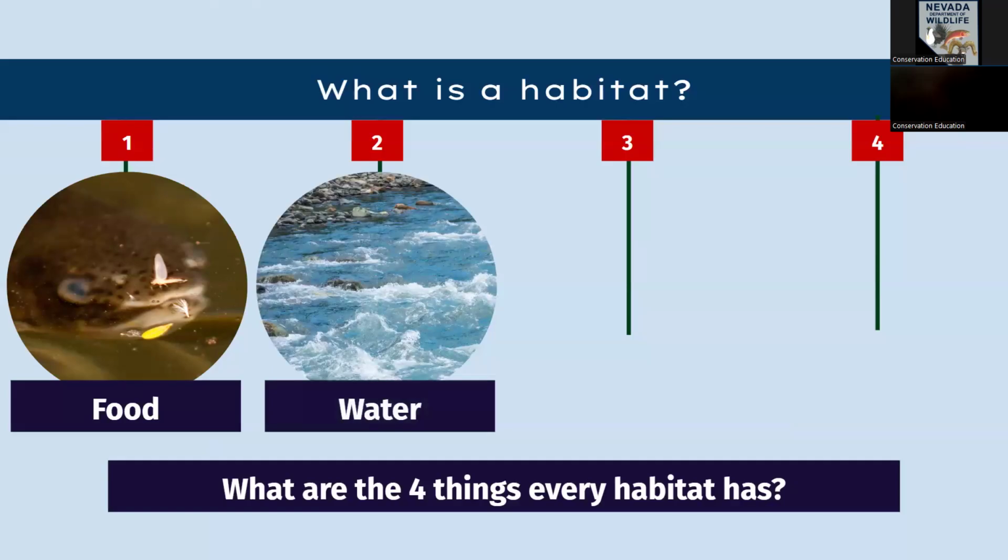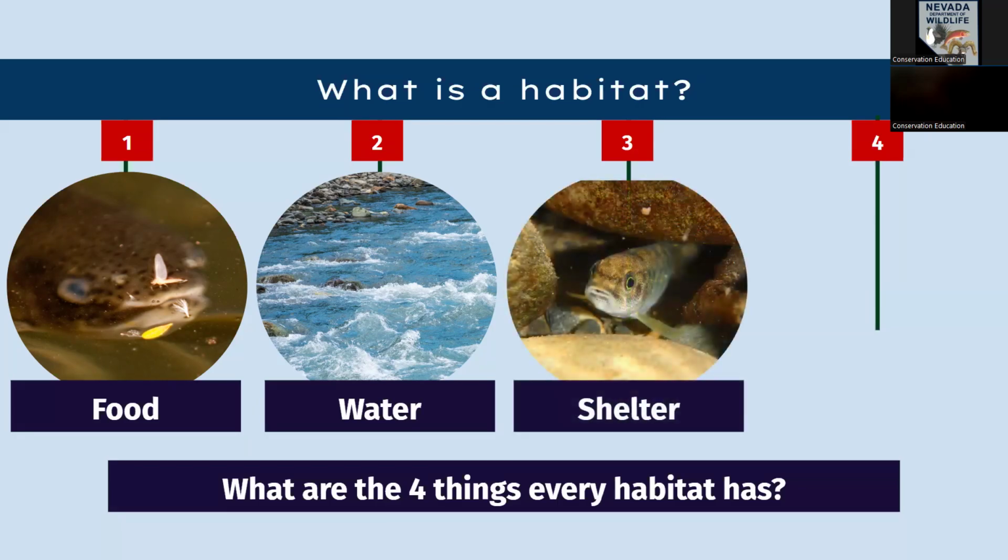Water is the other big one. Every organism needs water. We cannot survive very long without it. Obviously, when we talk about desert versus aquatic, every organism has a different threshold for how much water they need, but we all need it at the end of the day.